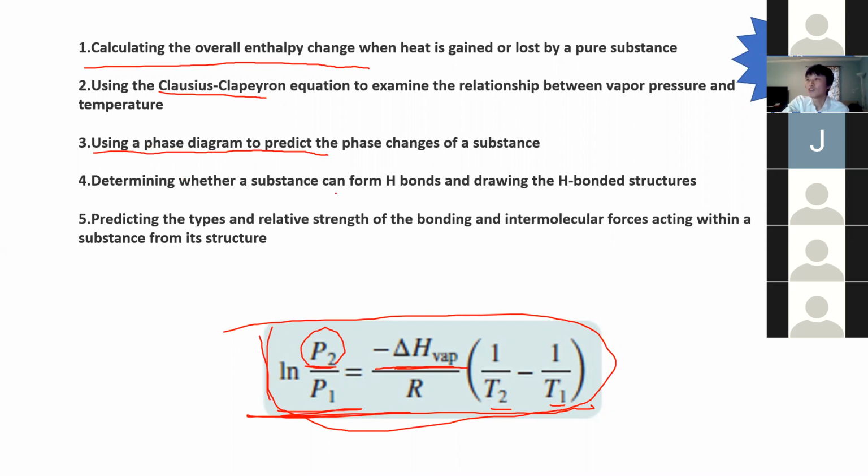And then we've mentioned hydrogen bonding: how to draw hydrogen bonding, and how to determine whether a molecule has hydrogen bonding or not. Remember, we want them to have either oxygen, fluorine, or nitrogen. These are the 3 electronegative atoms that the molecule should have. And the other atom must be a hydrogen bonded to these electronegative atoms. That's the prerequisite for hydrogen bonding. And the last one is to determine the type and relative strengths of different types of intermolecular forces.